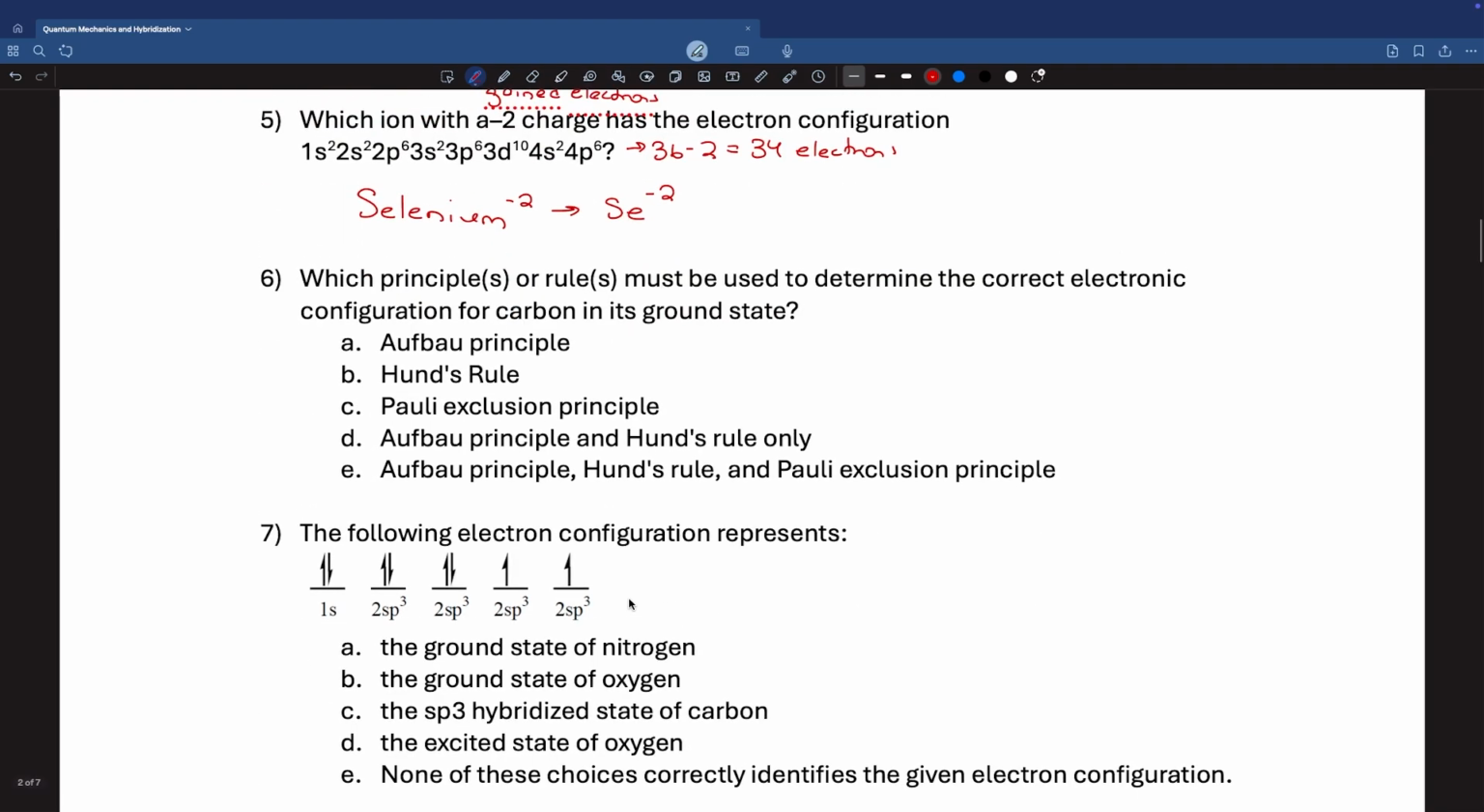The next question, which principle or rules must be used to determine the correct electron configuration for carbon in its ground state? And so if we're reading them, this is literally from the topic video, but we stated all of these, right? We stated Aufbau, Hund, and Pauli when doing our electron configuration for carbon in the video. And so, well, we need all 3 of them, and E fits our answer choice.